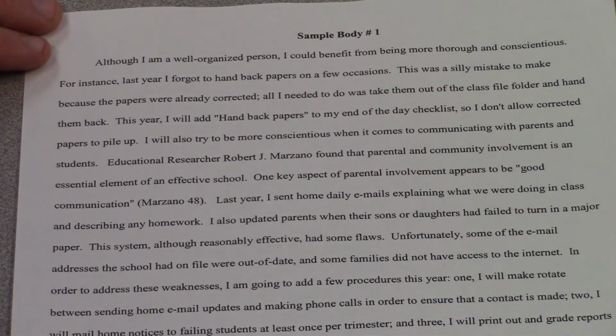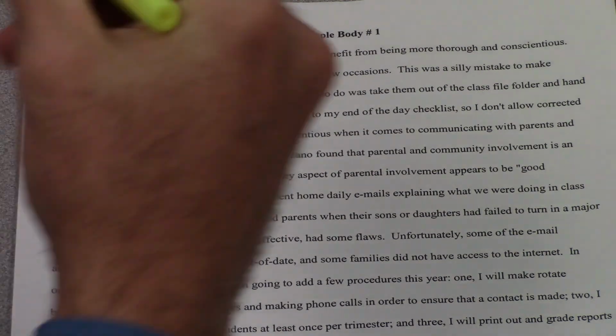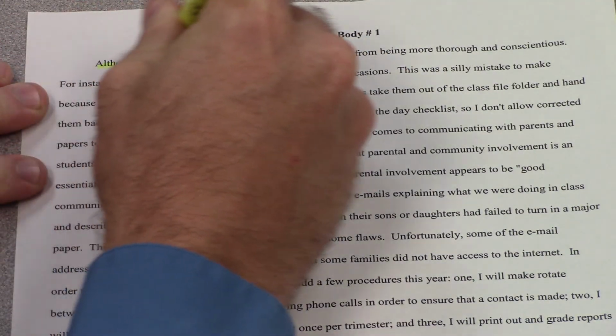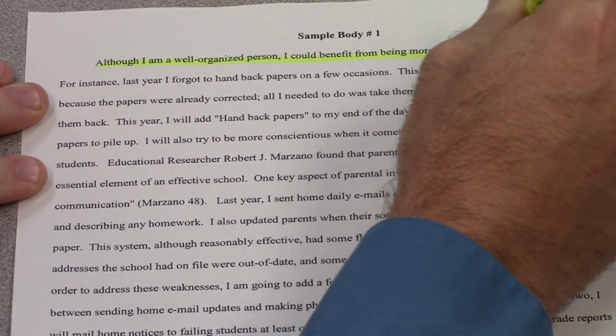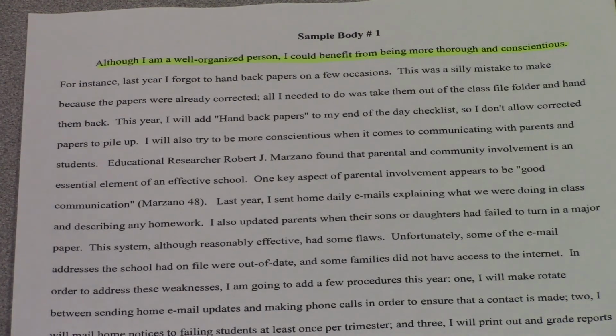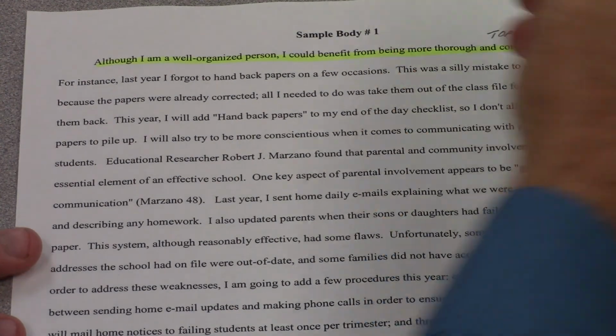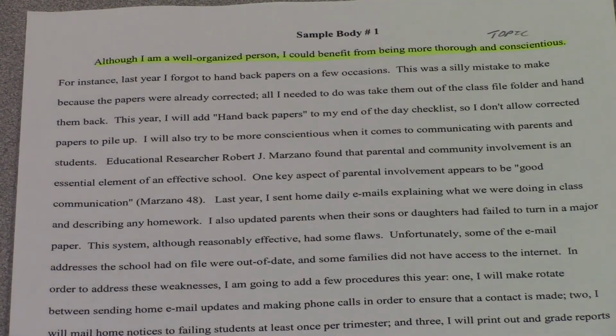All right, the first thing we want to do is draft a clear, logical topic sentence. Although I am a well-organized person, I could benefit from being more thorough and conscientious. All right, if you look at my topic sentence, I identified the fact that I am reasonably well organized, but my topic of my paragraph is right here. I need to be more thorough and conscientious. So very simply, we just want to lay out the topic of our first paragraph.